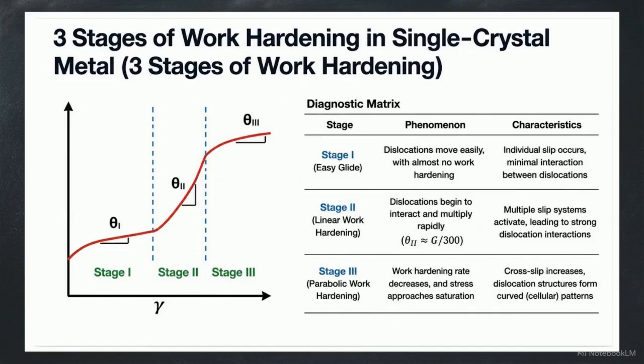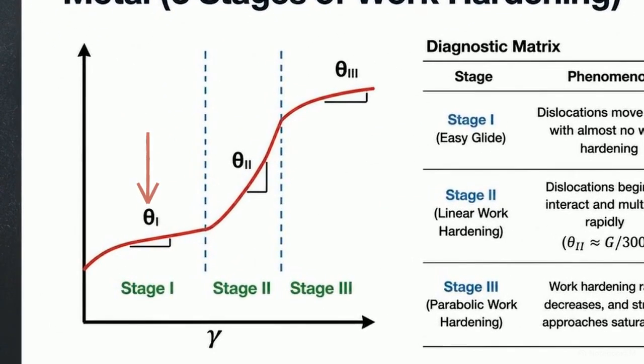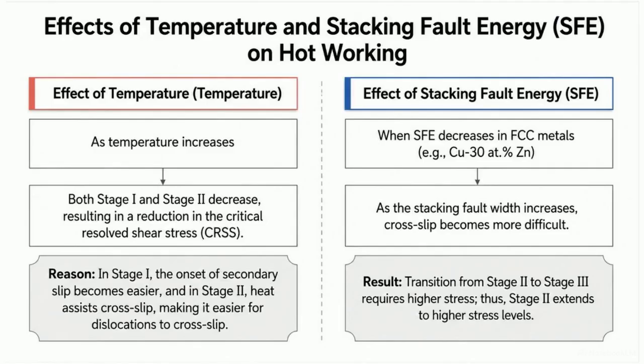This relationship is defined by three distinct stages of work hardening. Deformation begins with Stage 1 easy glide, transitions into rapid linear hardening in Stage 2, and reaches a saturation stress during the parabolic hardening of Stage 3. These stages are sensitive to thermal conditions.